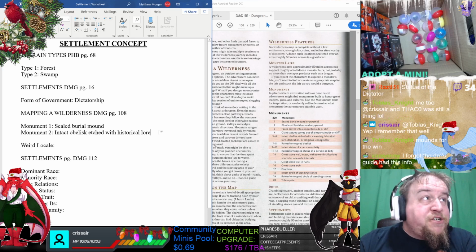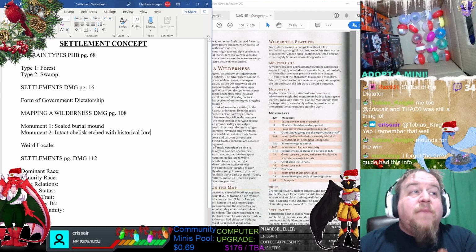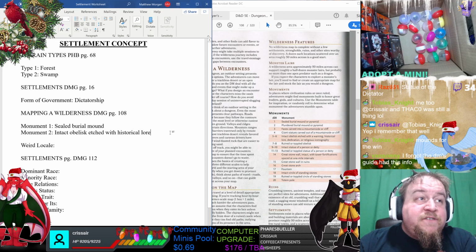Well, O'Sheeps, I'm sure, has huge tracts of land. And so you can admire those mounds for days, Tobias.